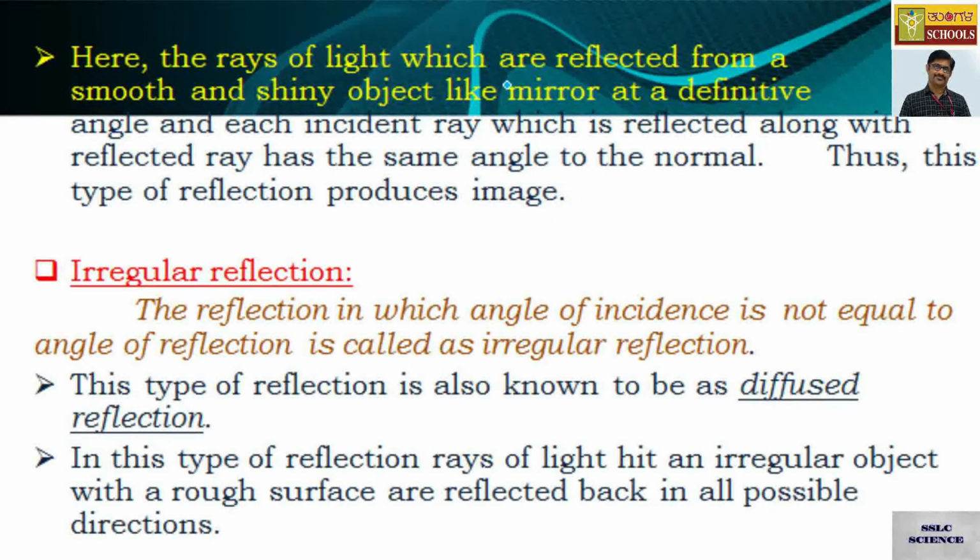Here, the rays of light which are reflected from smooth and shiny object like a mirror at a definitive angle, and each incident ray which is reflected along with reflected ray has same angle to the normal. Here the rays of light which are reflected from smooth surface, assume this is a smooth surface. So the light which is falling, the incident ray of light, this is the normal and this is the reflected ray.